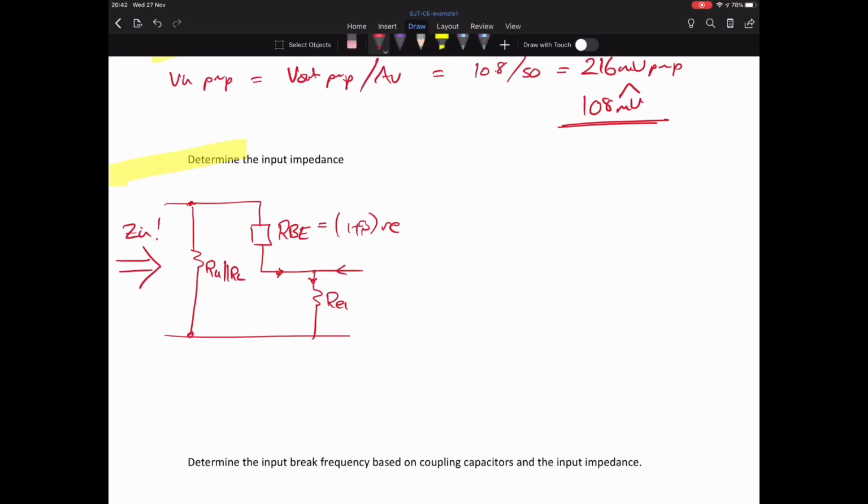So Zin is an equation we can calculate. Let's try and write out what that equation is going to look like, because we've got all these components inside here now. So Zin is equal to RU in parallel with RL. Okay, that's the first component on this diagram. That is then in parallel with the combination of RBE and RE1. Okay, so that's quite important. A lot of people have made mistakes by adding them together. The two resistors RBE and RE1 are in parallel with RU and RL. So it's quite a complicated parallelized circuit.